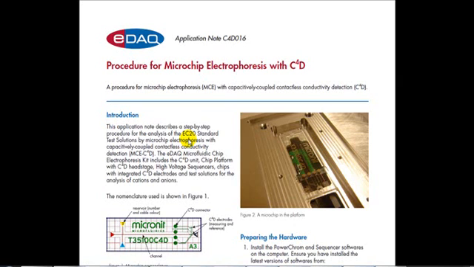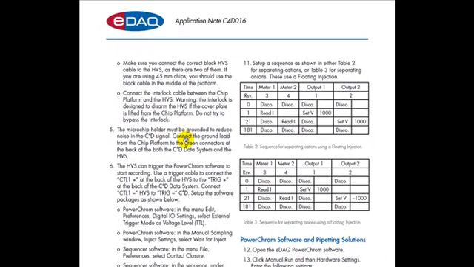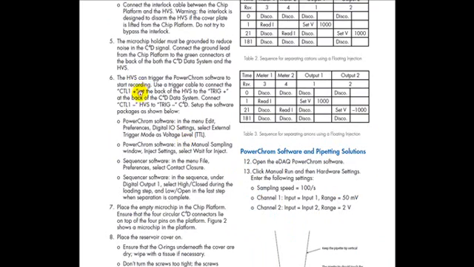It's possible to get the high voltage sequencer to trigger the C4D system to start recording. It's explained in this application note, the procedure for microchip electrophoresis with C4D. Step 6 here explains how to connect the cable and how to set up the software.